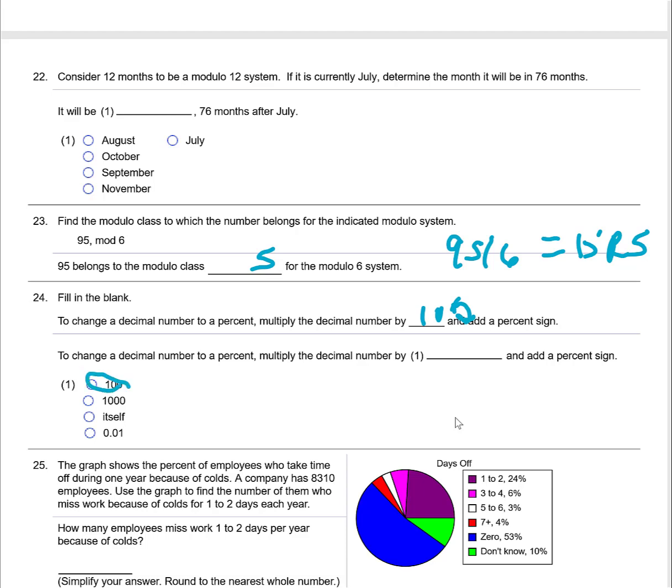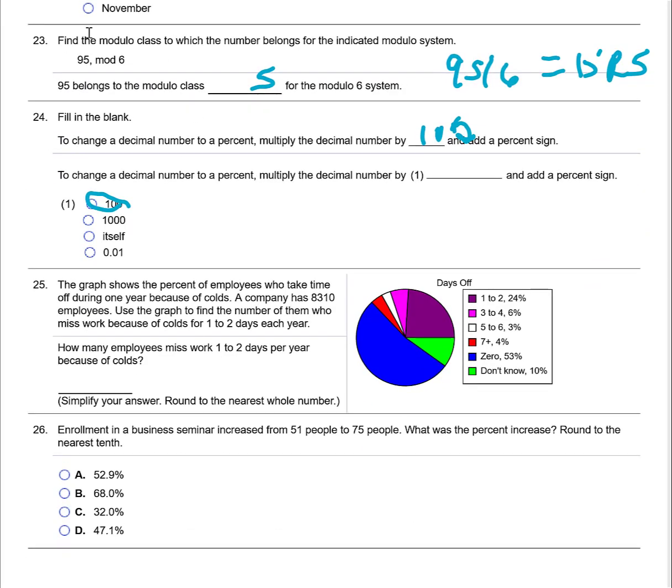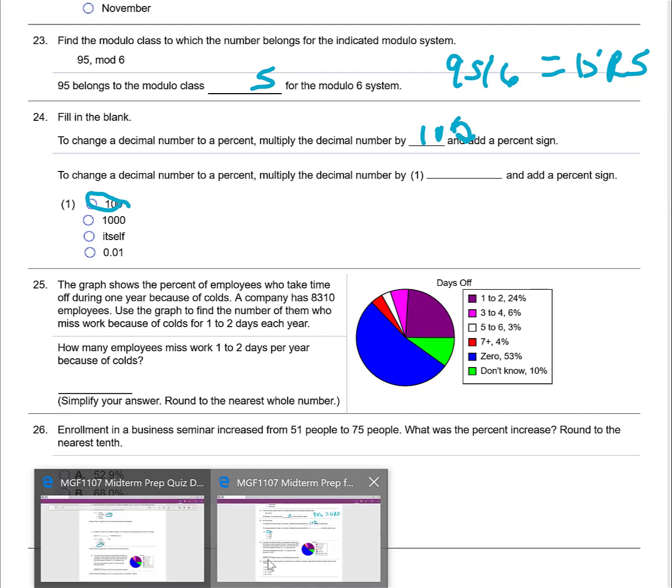Oh, it's a multiple choice. Sorry, I didn't see that. All right, and this one we have a graph here. Get back to my other detailed solution.